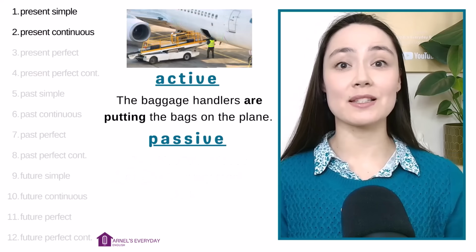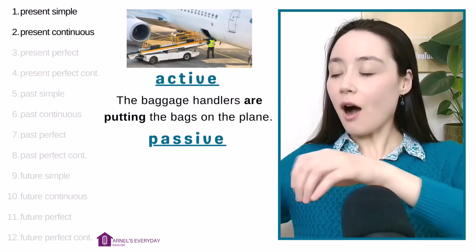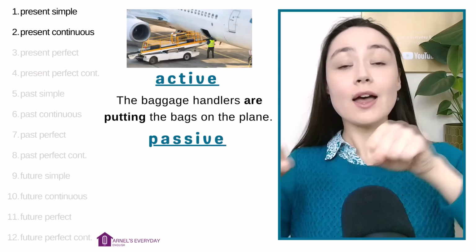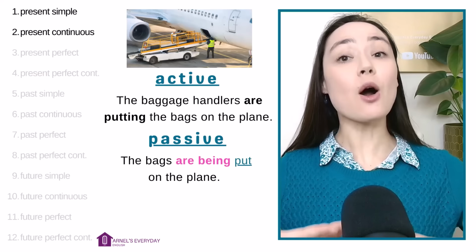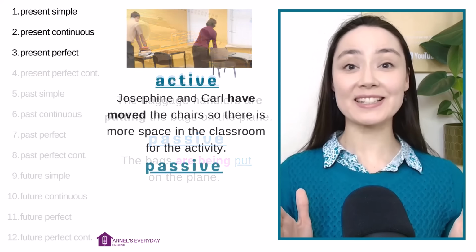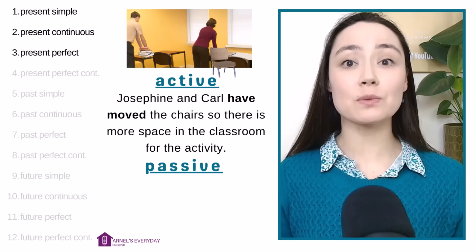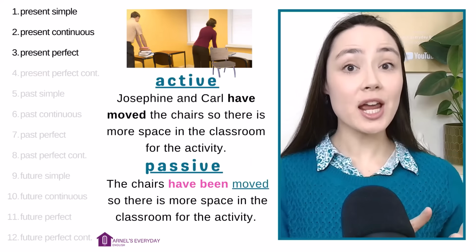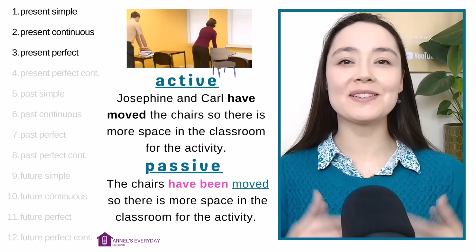Present continuous. Active. The baggage handlers are putting the bags on the plane. Passive. The bags are being put on the plane. Present perfect. Josephine and Carl have moved the chairs in the classroom for the activity. The chairs have been moved, so there's more space in the classroom for the activity.